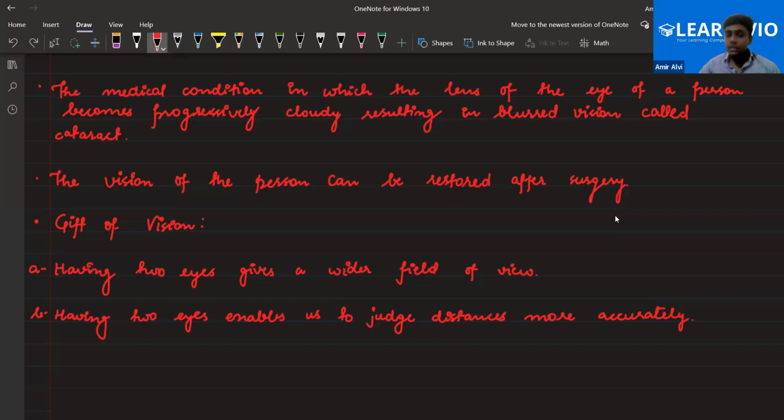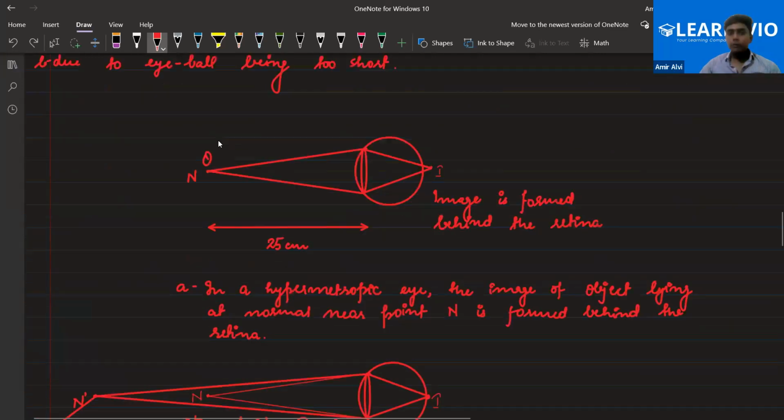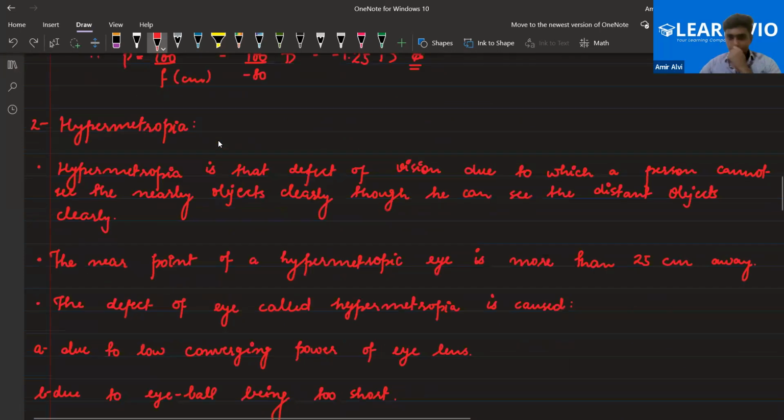Next, two eyes enable us to judge distances more accurately, because they enhance the accuracy to a much greater extent as compared to a single eye. Right, everyone? Okay, so that's how we have revised the defects of vision. In the next class, we will do the ray diagrams of this, and we will do the numericals based on that. Am I clear?